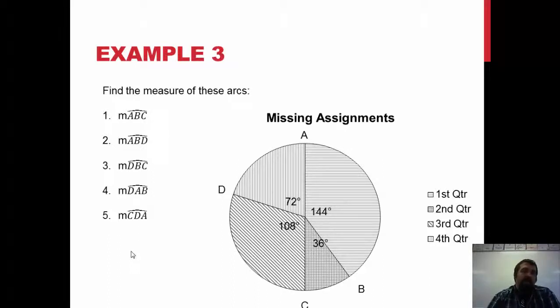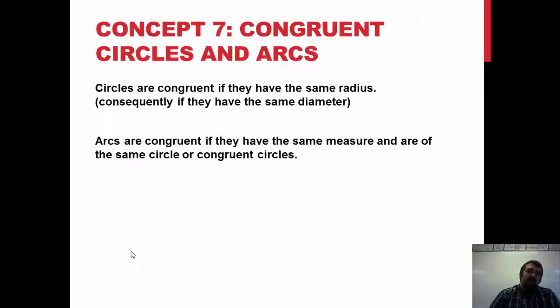Alright, we've moved away from the arc addition postulate. And now we're going to look at what it means for a circle or an arc to be congruent. Congruent: same size, same shape. Well, for something to be the same size and shape here, the only distinguishing characteristic of a circle is that it's the same distance from its center. So it would make sense for me to say circles are congruent only if they have the same radius. If they have the same radius, they're the same size. And they're the same shape.